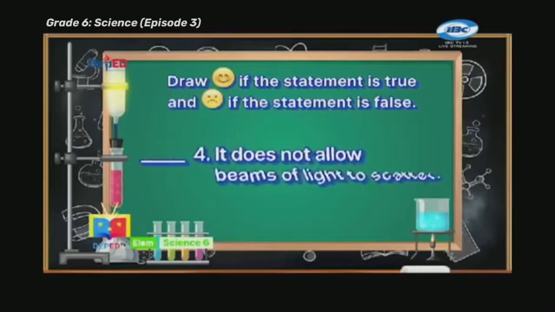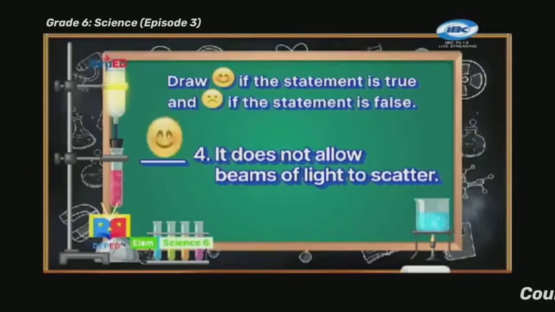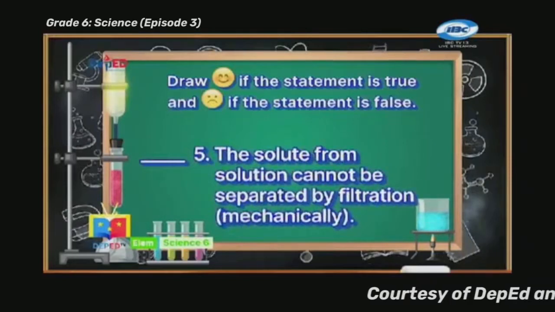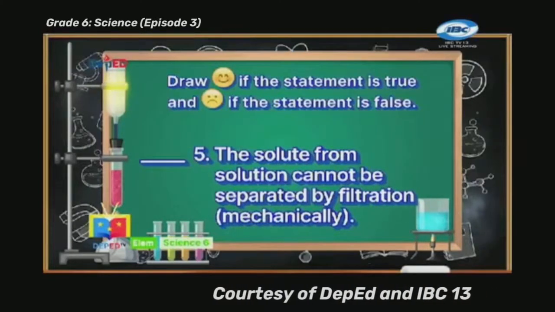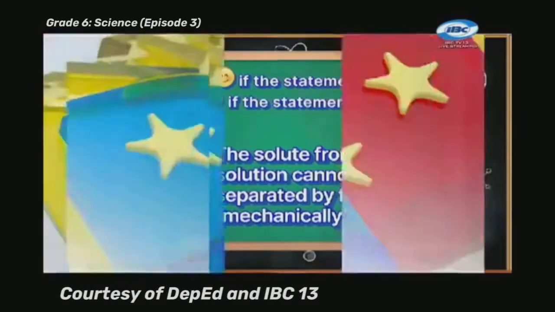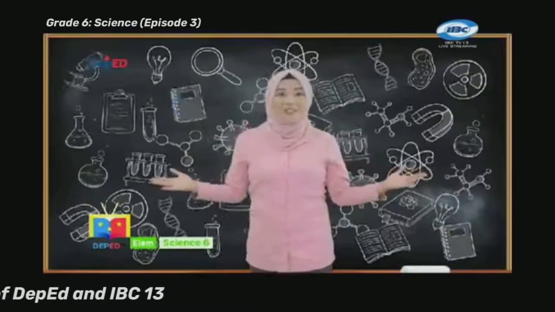Number 4. Solution does not allow beams of light to scatter. The correct answer is smiley emoji. And number 5. The solute from a solution cannot be separated by filtration. The correct answer is smiley emoji. Now, let's go to our What I Can Do.